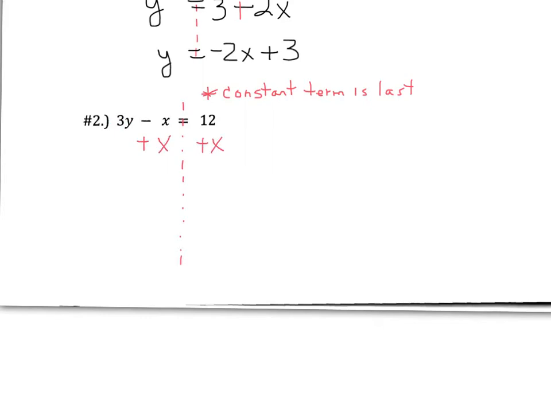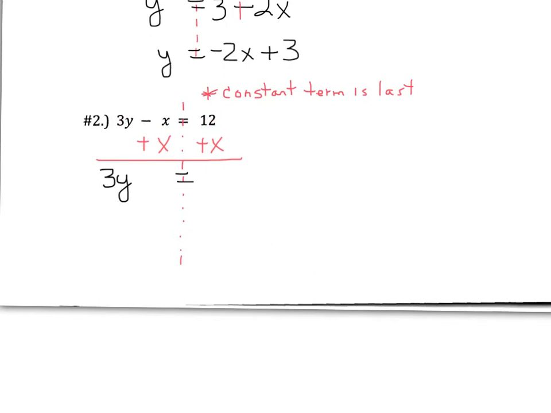And you have to keep it balanced, so you do it to both sides. Bring down your 3y. There's nothing added to 3y, so it comes straight down. Now, when you minus x and turn around and add x, it's like nothing happened. If you lose an x and then find it again, nothing really happened. That's 0. Keep your equal sign lined up.